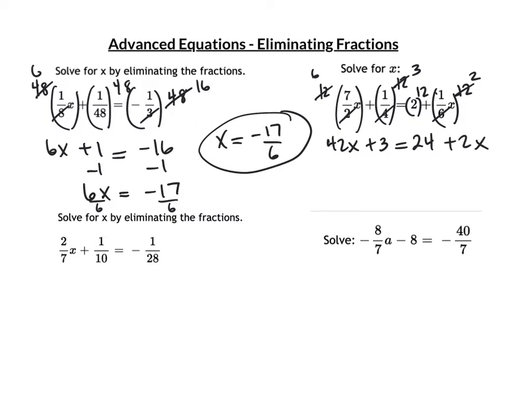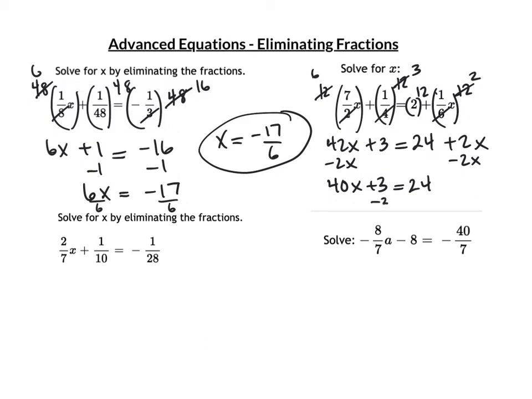There's variables on both sides. Now, I'll get a lot of students here that try to subtract 3 or subtract 24 to get rid of the constant, the thing that's added. But you're always better off doing the variables first, as a rule. So get the variables on one side, get rid of one of them, either subtract 42x or subtract 2x. I like to keep things positive. So I got 40x plus 3 equals 24.